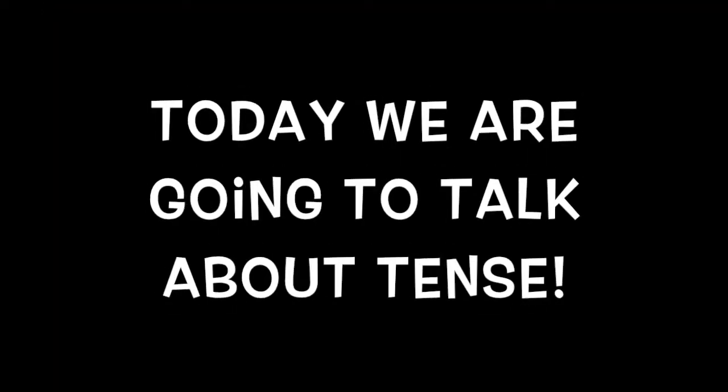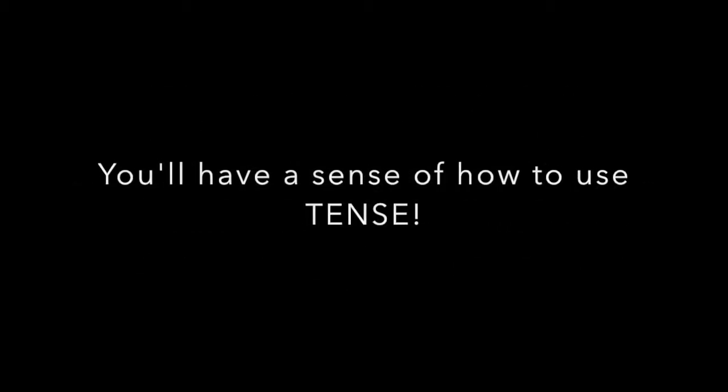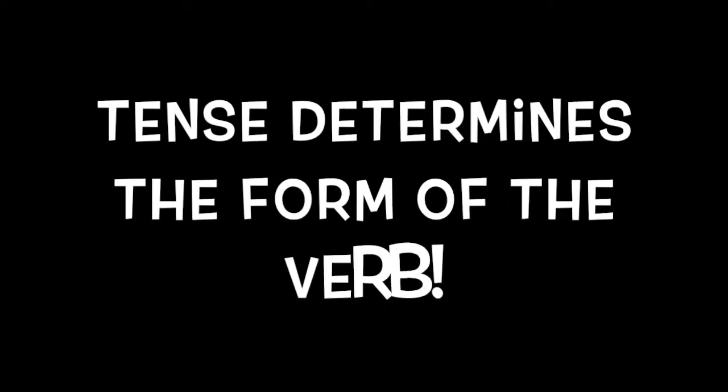Well, today we're going to talk about tense. It's going to all make sense. You'll have a sense of how to use tense, so let's commence. Tense determines the form of the verb, but don't get ahead of yourself. Some forms don't indicate tense, like participles, which indicate aspect, and infinitives, which sometimes are tricky homonyms. Does that make sense, or is that a little intense?